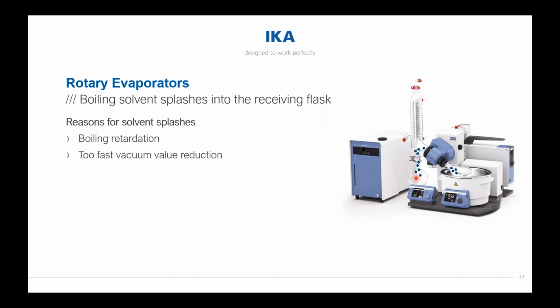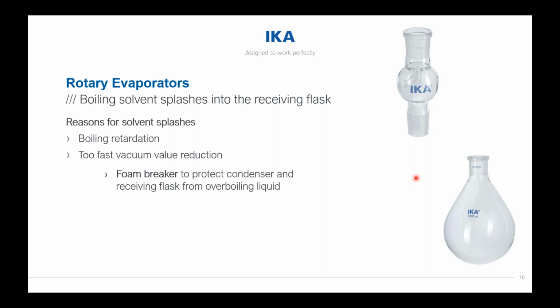However, if this happens often to you, we also have an accessory. It's a foam breaker. You can see it here. This foam breaker is a quite simple piece, just a glass piece, which can be used in combination with the evaporating flask. You just put this on top of the evaporating flask, and if overboiling happens, the solvent does not go directly inside the receiving flask, but first inside this foam breaker, and you can avoid that all your substance, your product or your reaction solution goes inside your receiving flask.